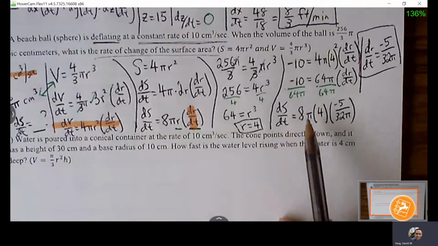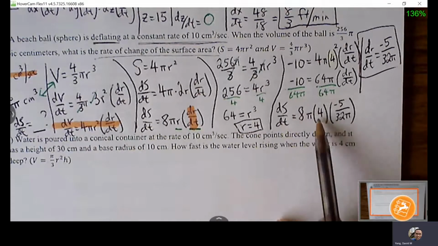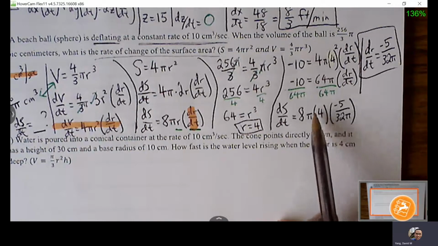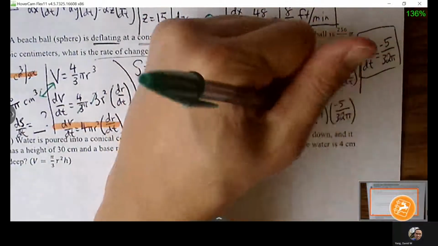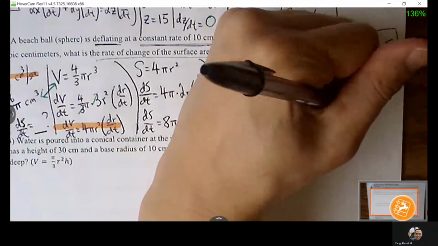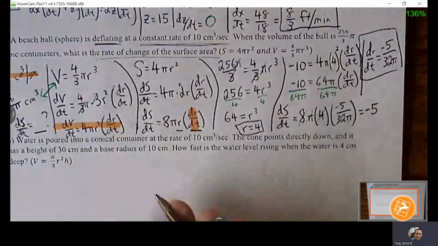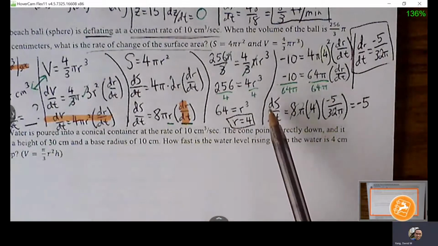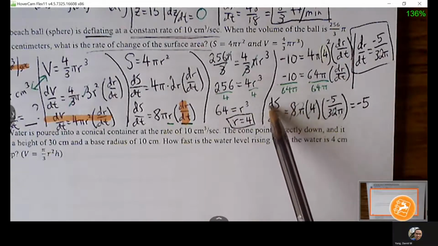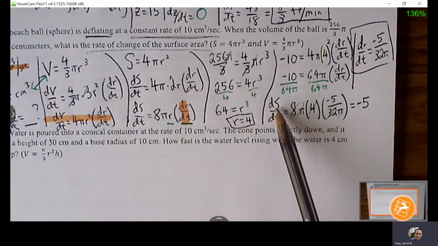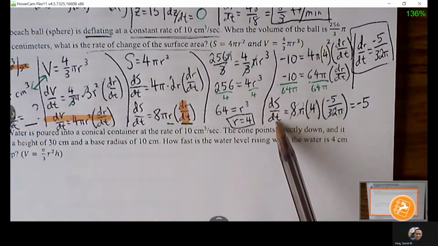Eight times 4 is 32. 32 and 32 will reduce because one's in the numerator, the other's in the denominator. The pi will also reduce. So the only thing left is that -5, right? All right, our units of measure, what's it going to be? Surface area is what? Centimeters squared, right? Surface area is two-dimensional, over per second.